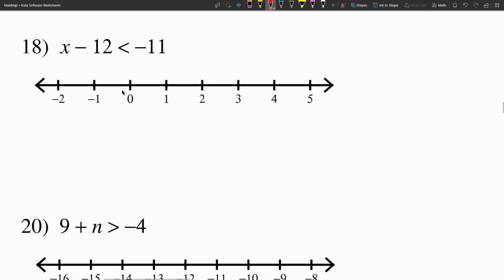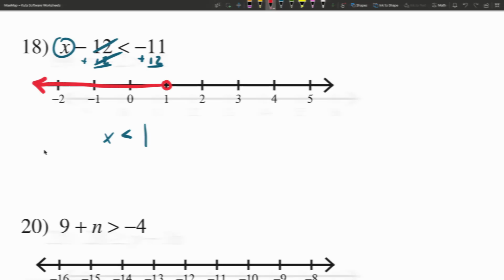For number 18, x minus 12 is less than negative 11. So we're going to add 12 to both sides right at the start. Doing so, we isolate our variable x and get that x is less than, well, negative 11 plus 12, 12 minus 11, that's a positive 1. So if x is less than 1, we're going to circle 1, not shading in that circle, but shading everything to the left since x is less than 1.